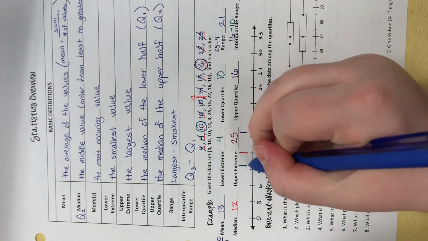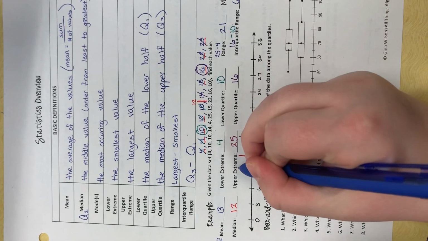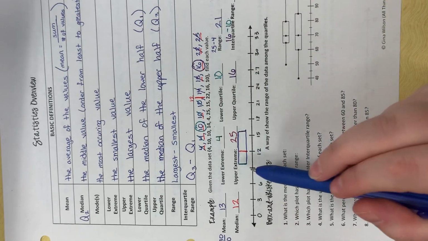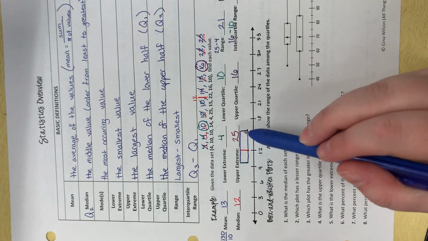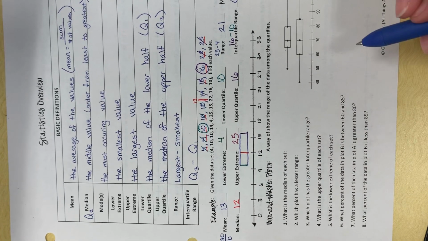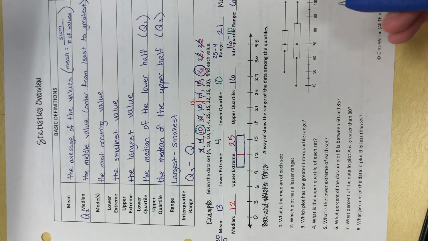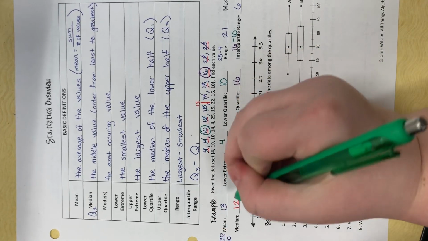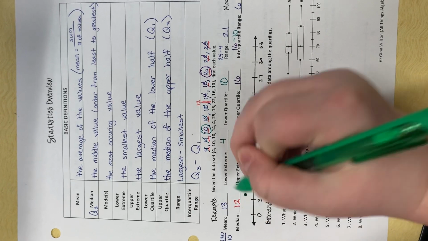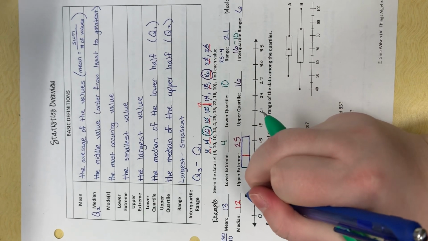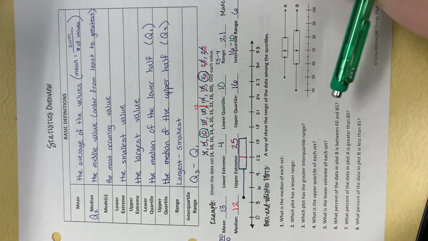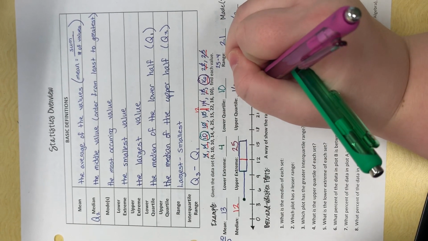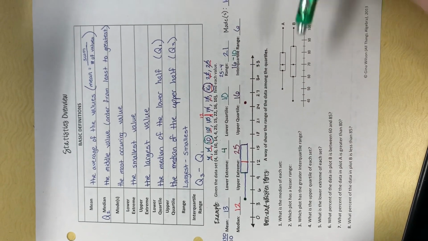That makes the box. The 3 middles make the box. And now you can see why we call these Q1, Q2, Q3, because they're in order. Q1, Q2, Q3. Okay, then the whiskers are the upper and lower extremes. So the smallest number was 4. So I'm going to put a little dot right here at 4 and run a whisker. Then the upper extreme was 25. So I'm going to put a dot about here at 25. And I'm going to run my whisker.